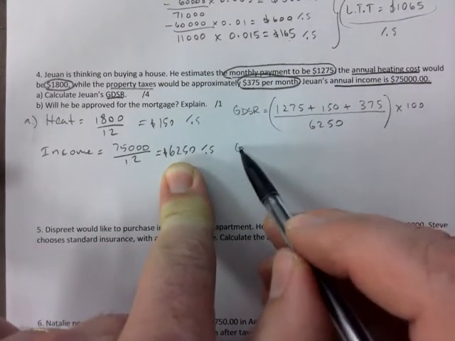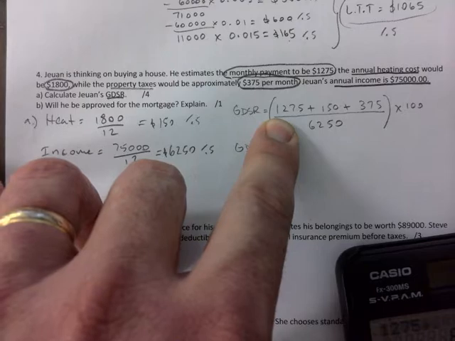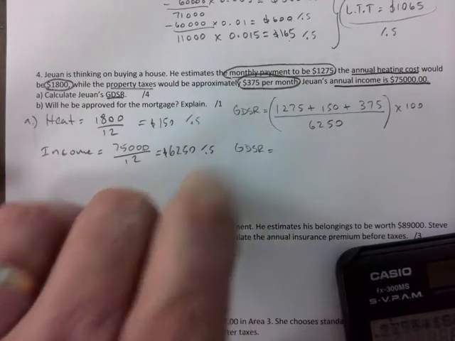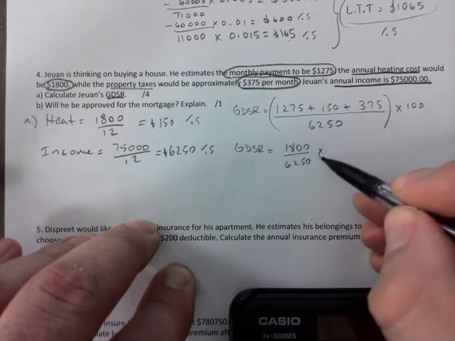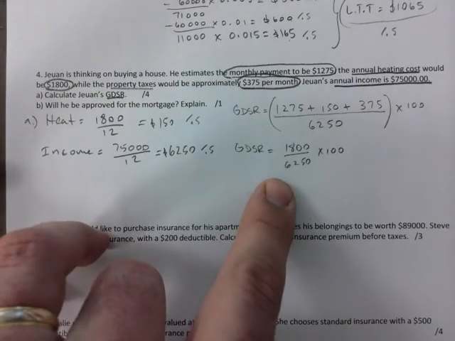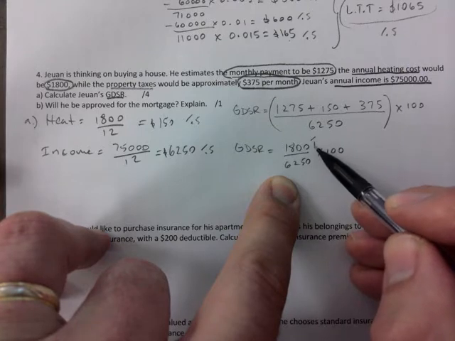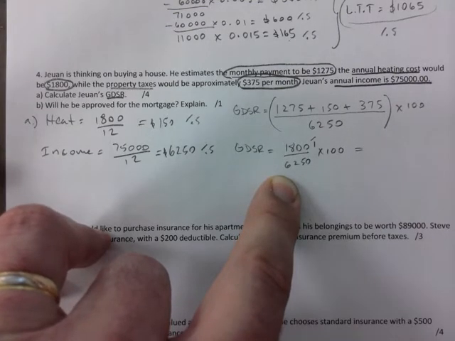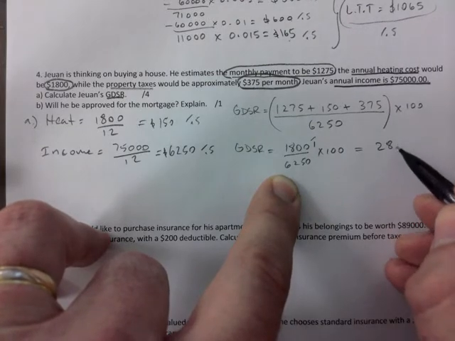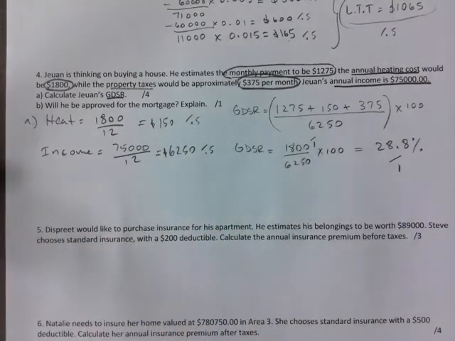Okay. So the GDSR is 1,800 divided by 62.50 times 100. I'd say if you got the top number right, you get a mark there for the 1,800. And then you just go 1,800 divided by 62.50 times 100. That's 28.8%. Okay, so that would definitely be another mark for calculating that correctly.